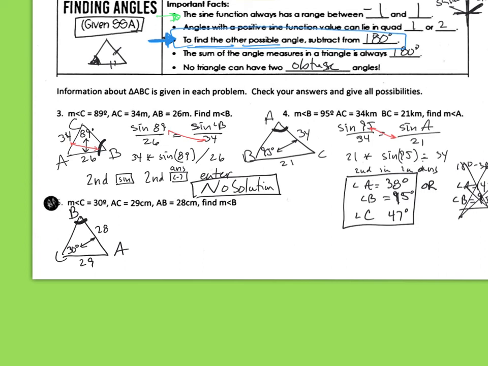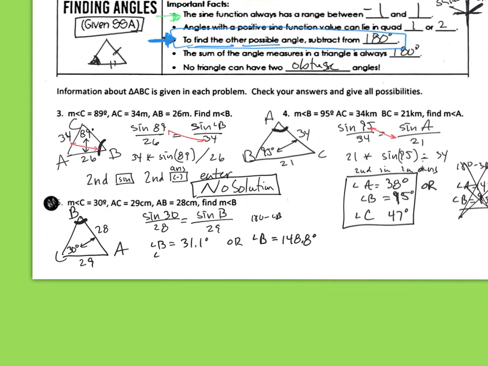So again, here's the relationship we know. Sine of 30 over 28 is equal to the sine of angle B, I'm going to use a capital B, over 29. Multiply that out, and you get that angle B is equal to 31.1 degrees. Or, now you do the 180. Do 180 minus angle B, or angle B could also be 148.8 degrees. We could have two triangles here.